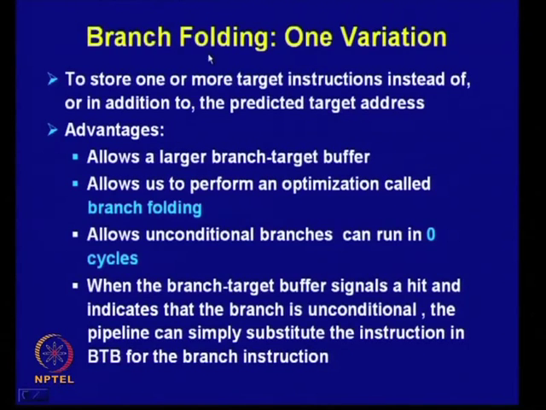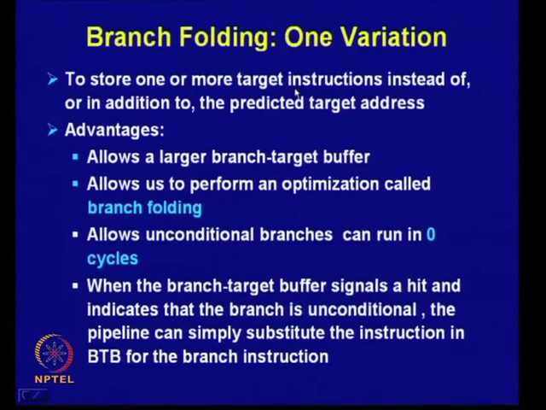Now, the last topic related to this is known as branch folding. Branch folding can be considered as a variation of the techniques that we have discussed. What we have done so far is, in a branch prediction buffer, we are storing the predictions, 1 bit or 2 bits. In the branch target buffer, you are storing the target addresses, and then from the target address, you have to fetch the instruction. Instead of that, why not store the instruction itself? Instead of storing the branch target address, why not store the instruction itself? That is the basic idea of branch folding, to store one or more target instructions instead of, or in addition to, the predicted target address.